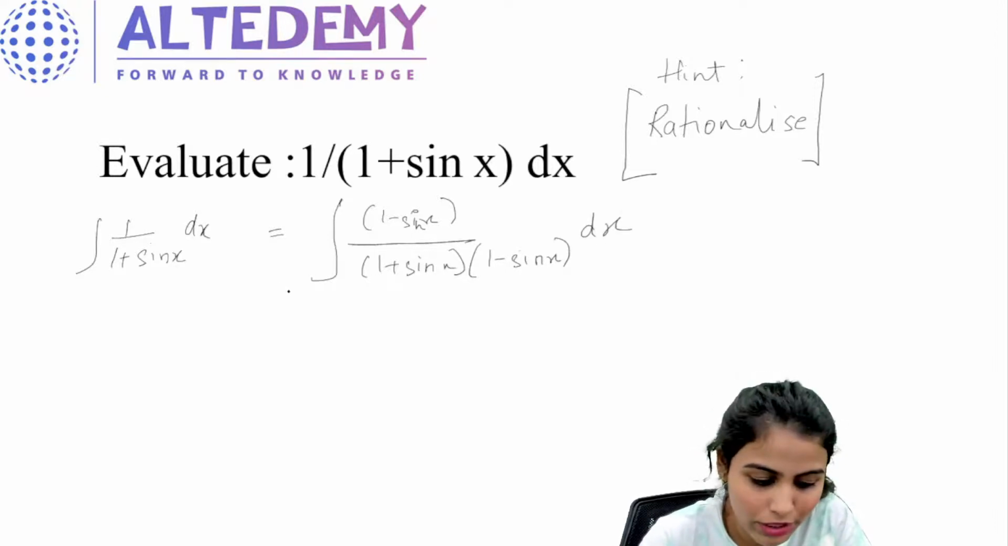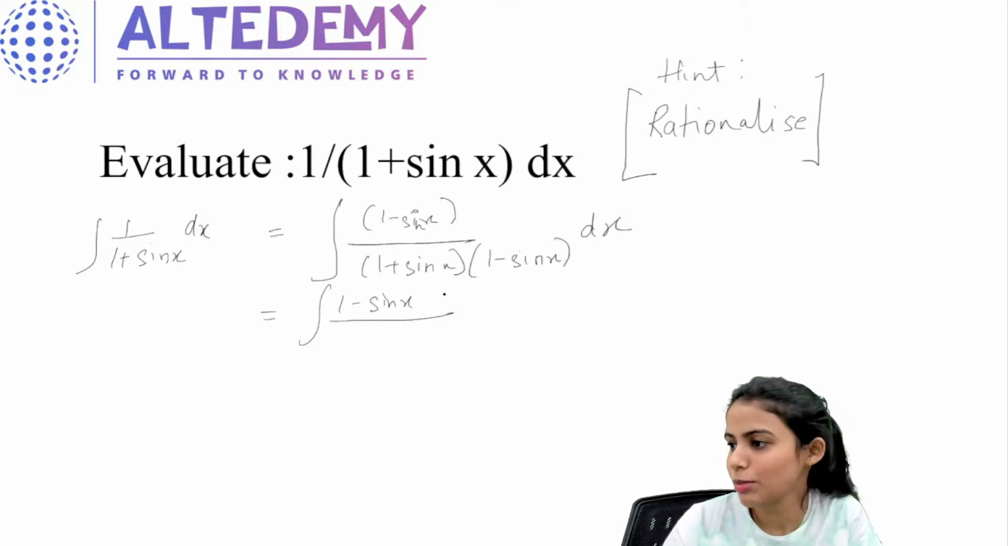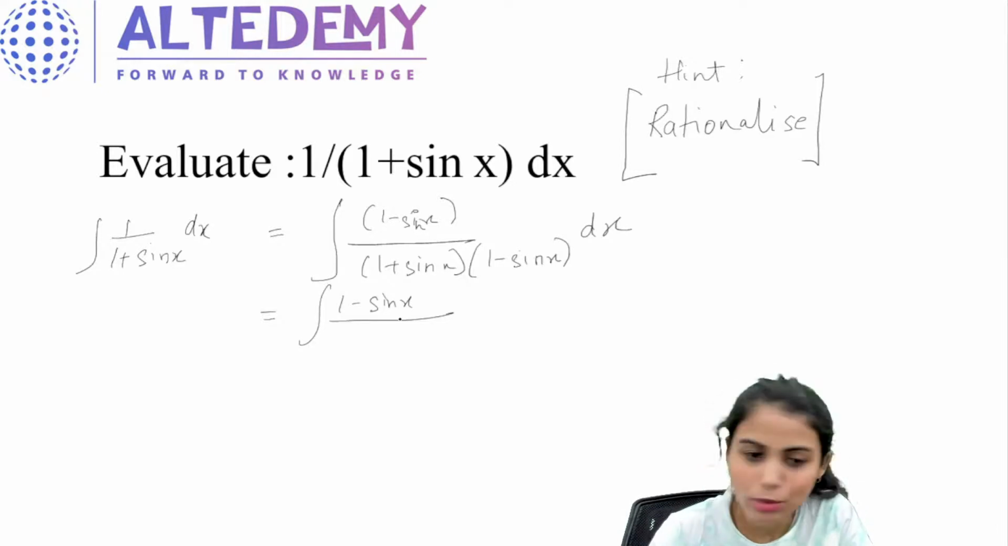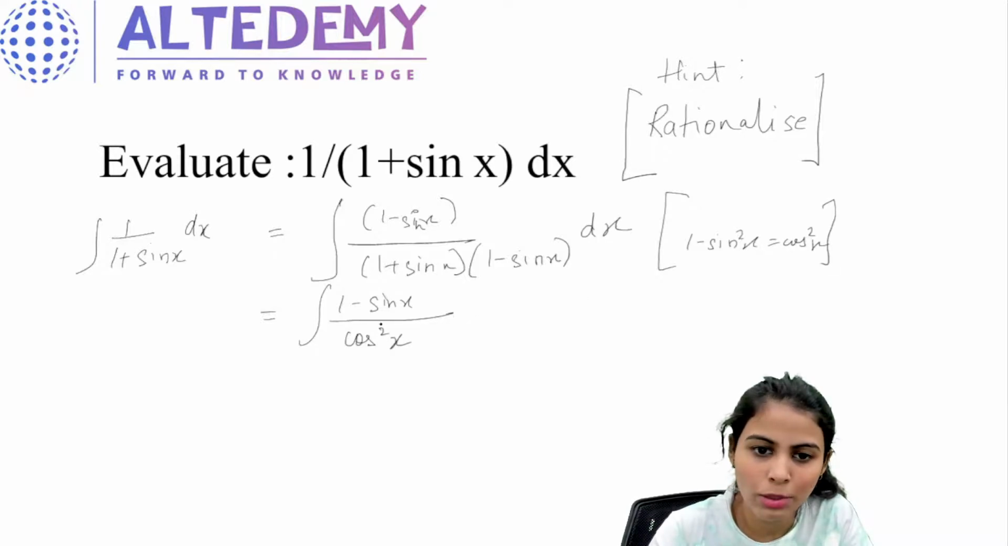So what do we get here? Everyone knows (a plus b)(a minus b) is a square minus b square, right? So we get 1 minus sin square x. What is 1 minus sin square x? Cos square x. I hope all of you have understood this. It's becoming 1 minus sin square x, which is cos square x. That is why we have written cos square x in the denominator.